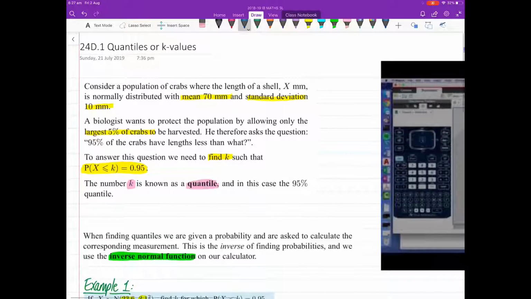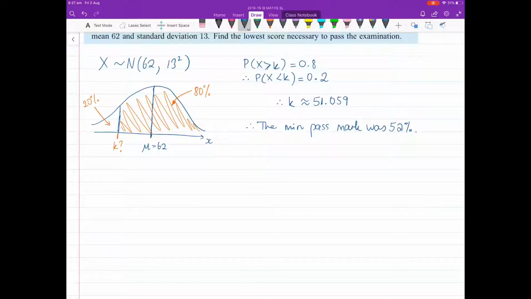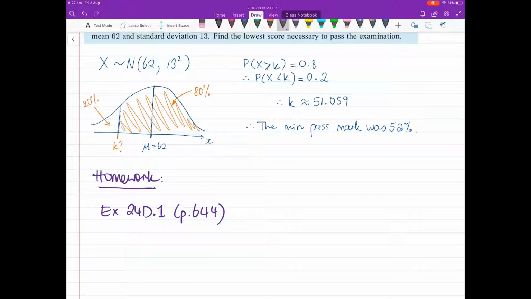And the exercise you should do is 24D.1. Please have a go at that. Let me just write it down for you. It is on page 644 in your textbook, Year 12.